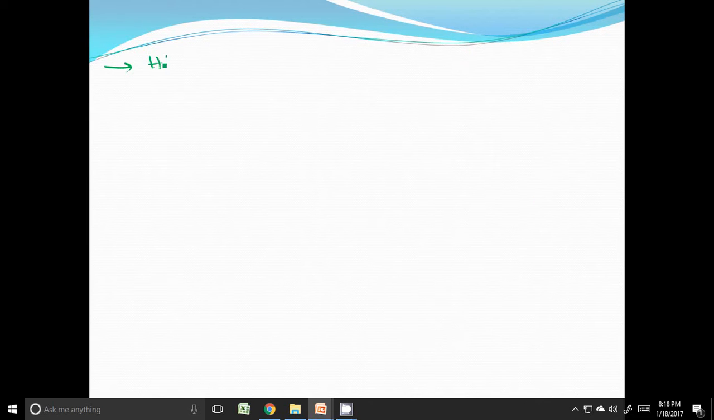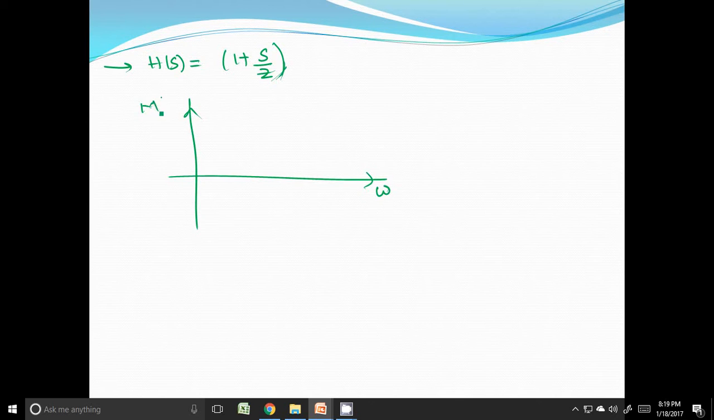Similarly, if I take one more transfer function, H of s equal to 1 plus s by z, substitute s equal to j omega and do the same analysis that we have done for the previous examples. Then the magnitude curve, this is omega axis, this is magnitude in dB. Here we will get, this is omega, this is phase.